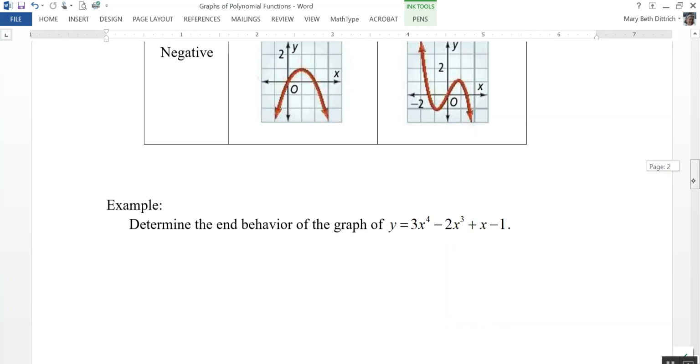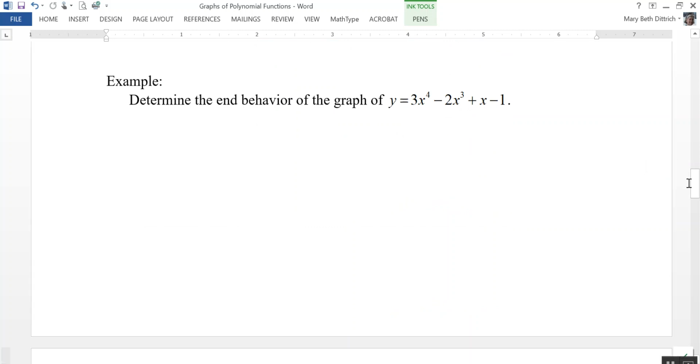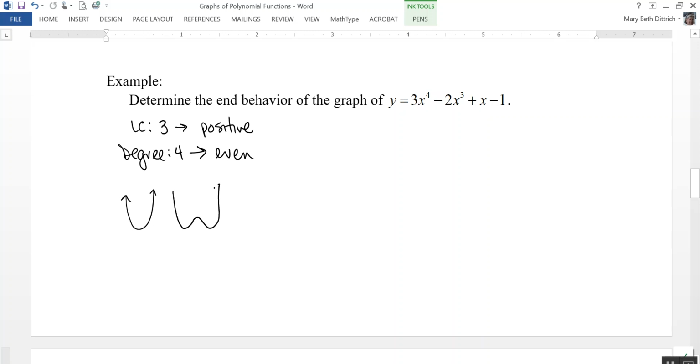So let's use this to determine the end behavior of the graph of y equals 3x to the fourth minus 2x cubed plus x minus 1. First of all, I notice that my leading coefficient is 3, so that means that my leading coefficient is going to be positive. And my degree is 4, which means that my degree is going to be even. So basically this graph is going to look something like this, or if it's a degree 4, sometimes they have a little loop in it, something like that.